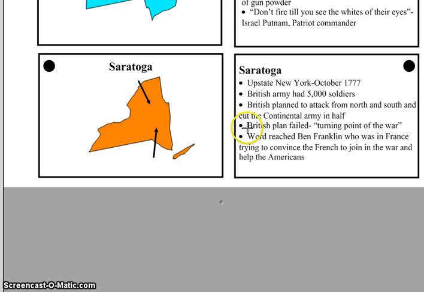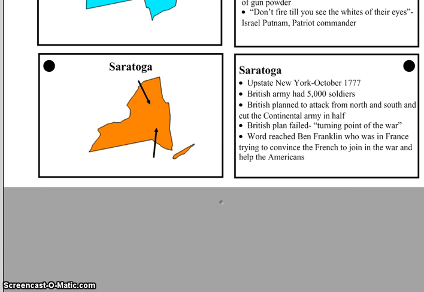But the British plan failed. In fact, General Burgoyne of the British did not arrive in time. And it's considered the turning point of the war. We consider it that because it was this battle that convinces the French that they should join us. Word reached Ben Franklin, who was in France trying to convince the French to join the war and help the Americans. We'll talk a little bit more about this in class on Thursday or Friday whenever you have social studies, and make sure you watch the little video clips about it too, because it's a very interesting battle.